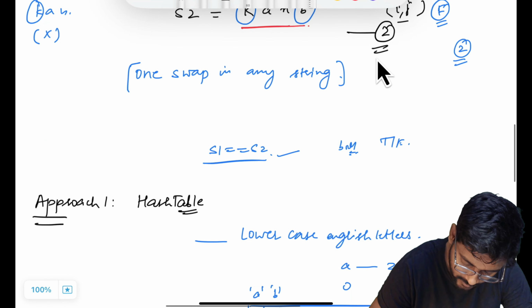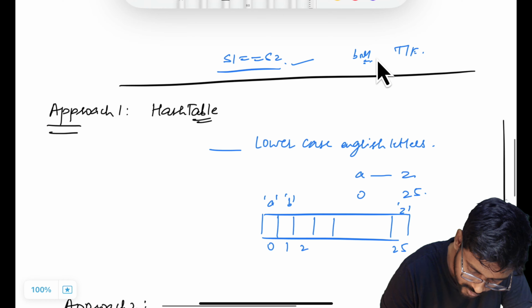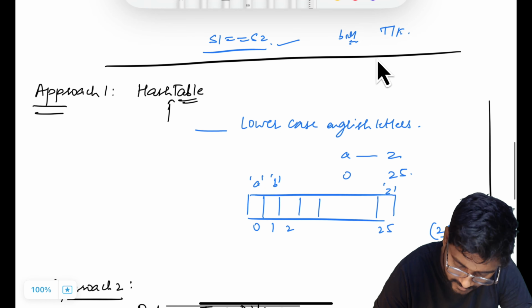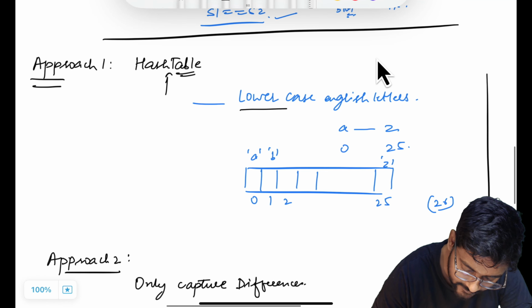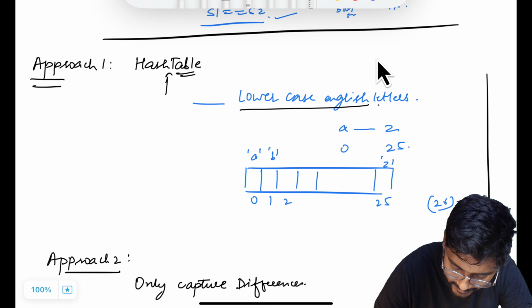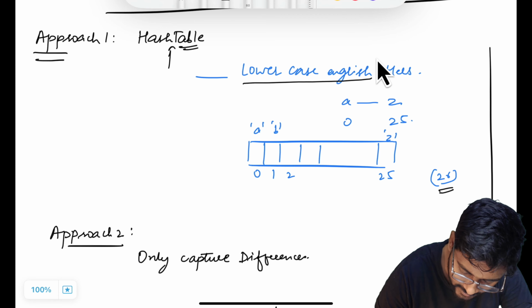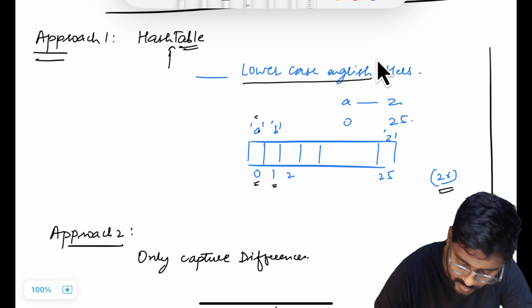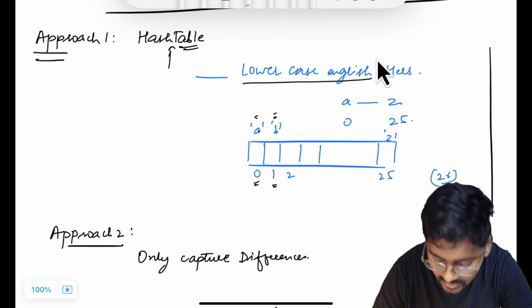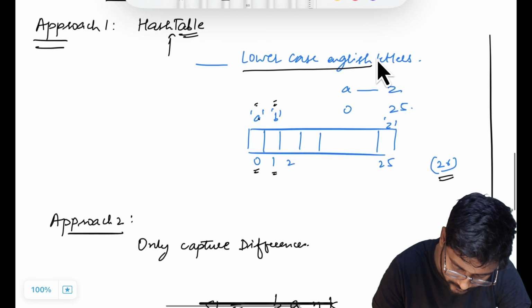Now let's have a look at the approach. The first approach is using a hashtable, hashing. As we have lowercase English letters, we can capture the frequency of those letters in a 26 size array, where index 0 is mapped to the count of A, index 1 is mapped to the count of B in the string, and so on.